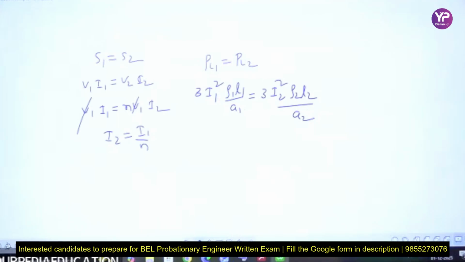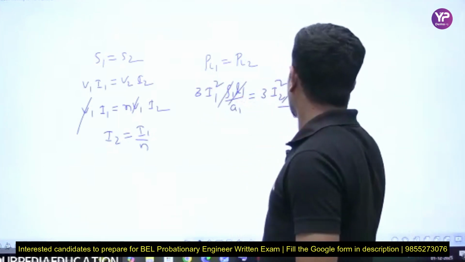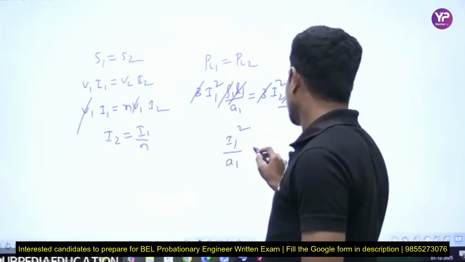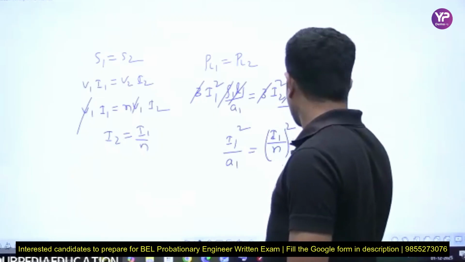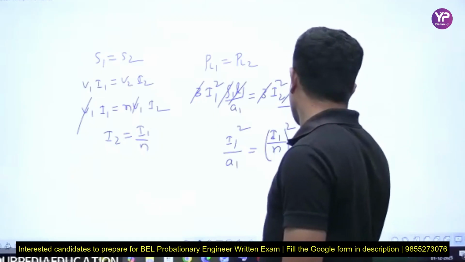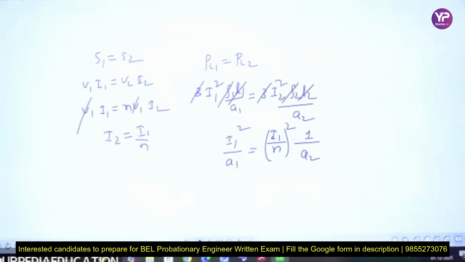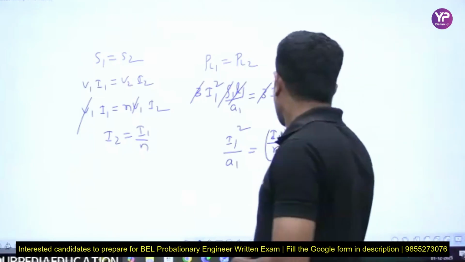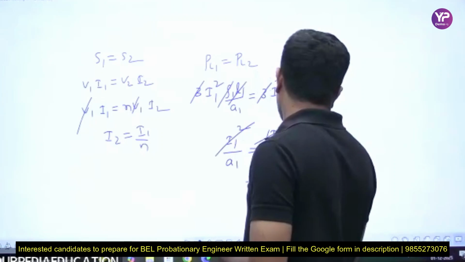Yes or not? Come on. So rho 1, L1, rho 2, L2 gone, 3 gone. So I1 square by A1 is equal to I2 square by A2, and I2 is nothing but I1 by n. So I1 square by A1 is equal to I1 by n whole square, times 1 by A2. The question itself is about the area of cross section, madam. So I1 square gone, 1 by A1 is equal to 1 by n square A2.